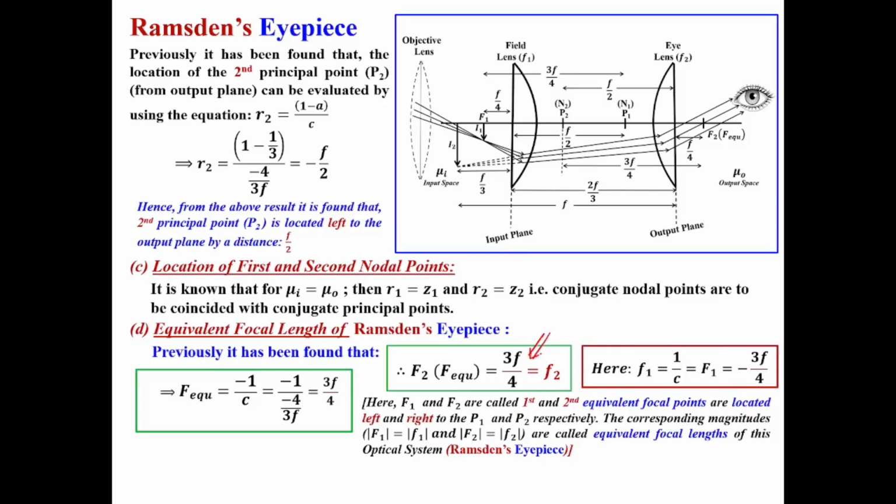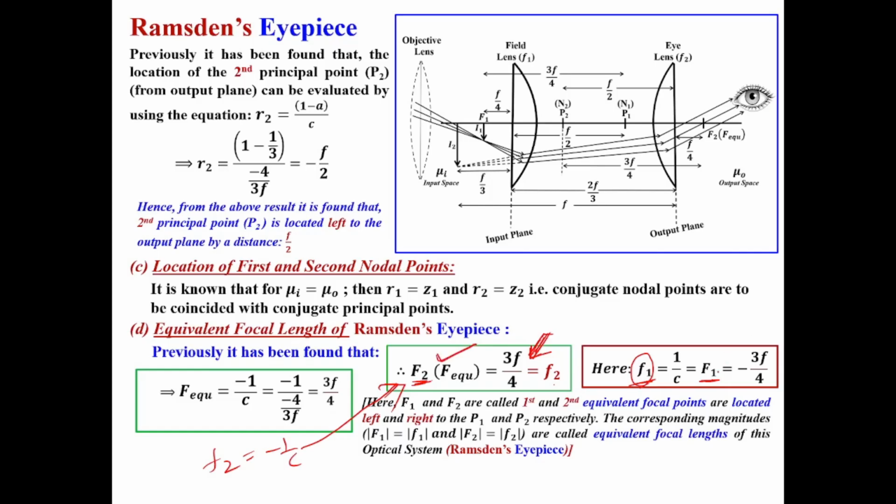In general, this is called capital F2, which is evaluated by using this equation, that is, small f2 equal to 1 by C, which is nothing but the equivalent focal length of an optical system. So what about this one? This focal point and this corresponding focal length are also present for an optical system, but in general the equivalent focal length of an optical system is nothing but this one. Most of the books follow this language.